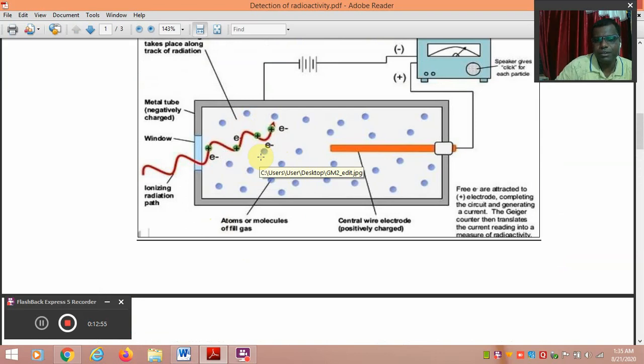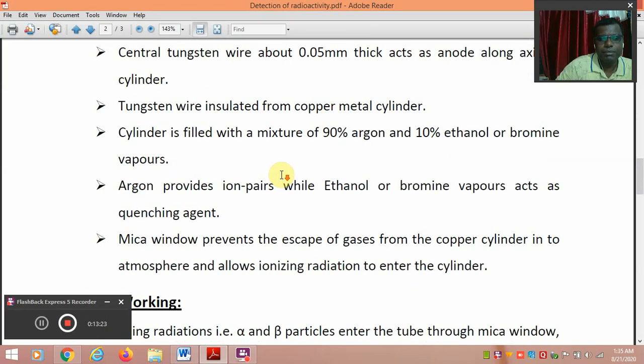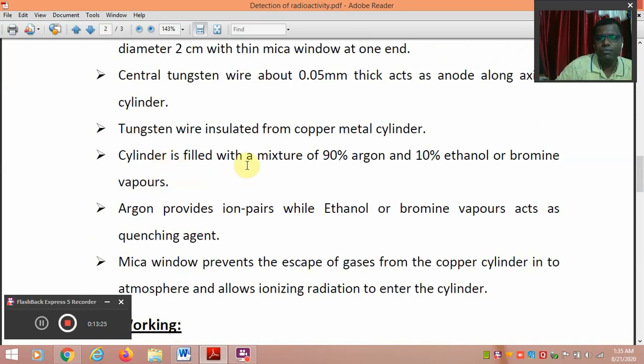Definitely in the next part we are going to discuss the function of 90% argon and the function of 10% vapors of alcohol or bromine. These two are very important in this tube. One is responsible for the ionization, and the other is responsible for preventing the unwanted avalanche, which we will discuss in the working. But remember that this cylinder is always filled with a mixture of 90% argon inert gas and 10% ethanol or bromine vapors.